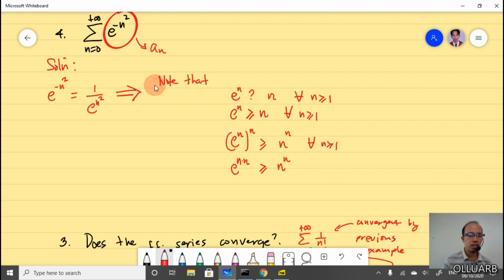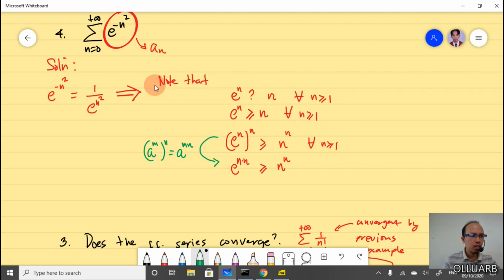And for all n, what is the algebra behind this? Remember that in your algebra and trigonometry class, we know that a to the m raised to the power of n is equal to a to the m times n. I know that you are very familiar with this one. So n times n, we have this one.